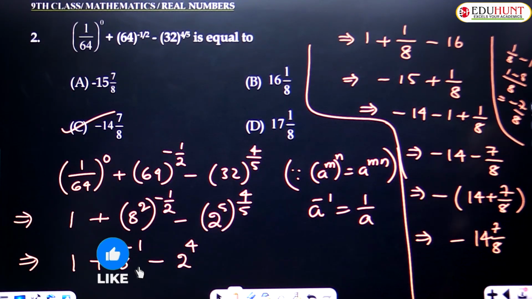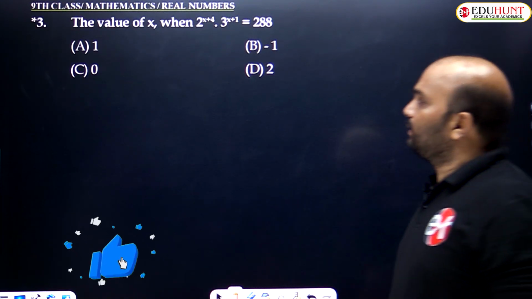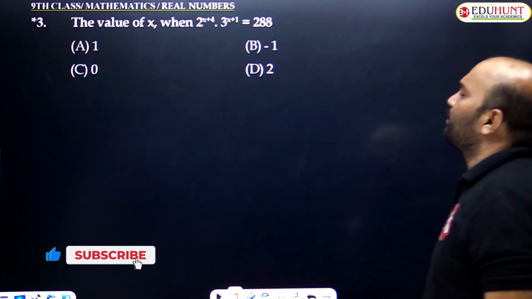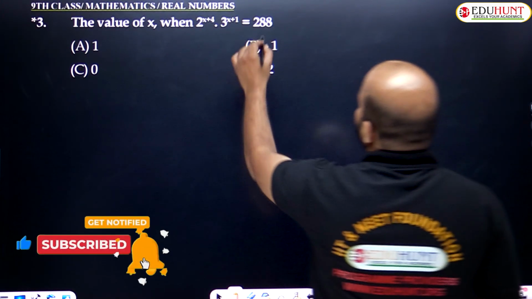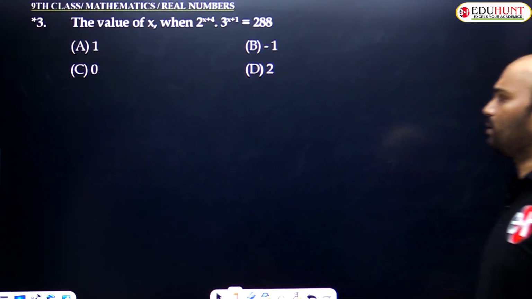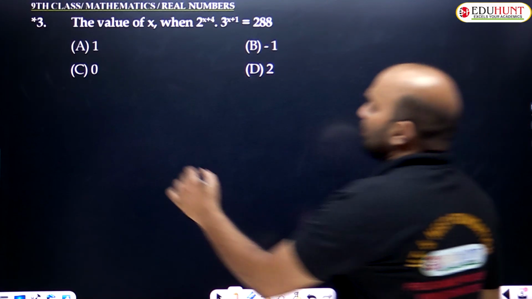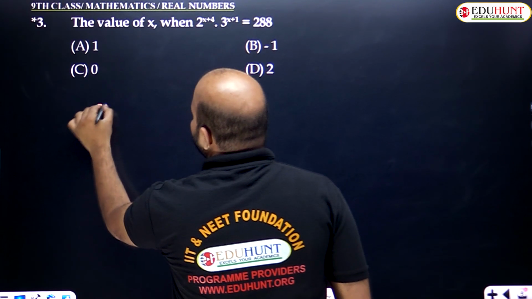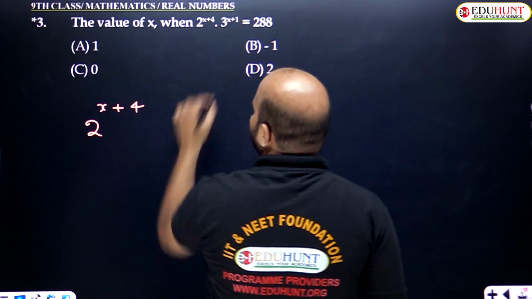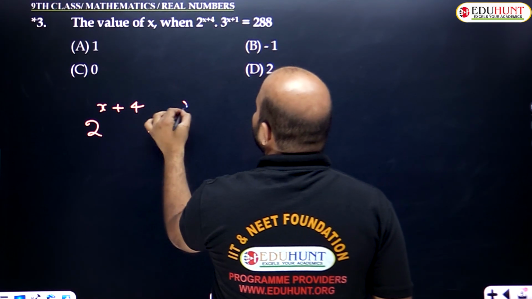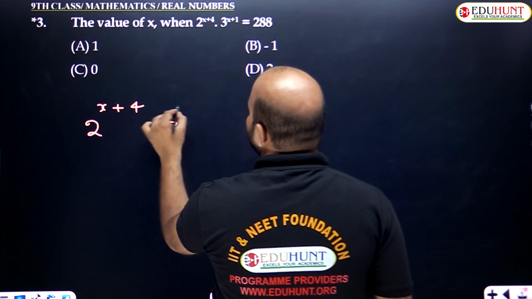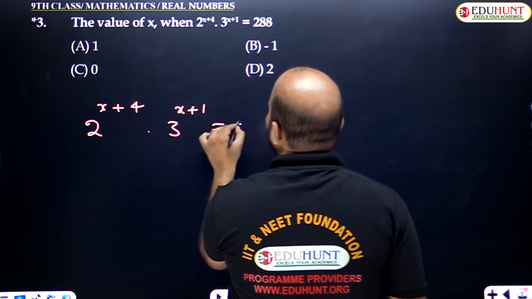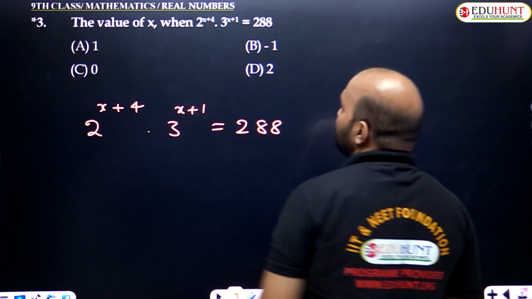Am I clear? So let's go to question number 3. The value of x when 2^(x+4) into 3^(x+1) equals 288. Option A 1, option B minus 1, option C 0, option D 2. So what I am given: 2^(x+4) times 3^(x+1) equals 288 is given. But what am I asking?